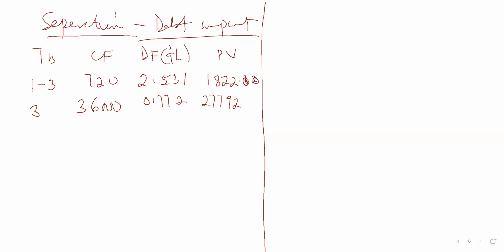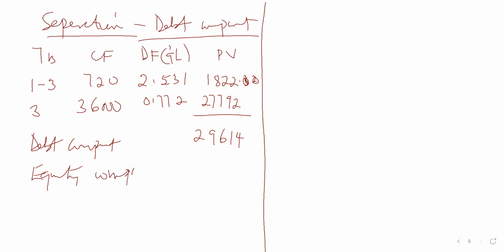So let's just make it 1822. Let's add the 27792. That gives 29614. So the equity component will be what? What will be the equity component? That should be 6386.